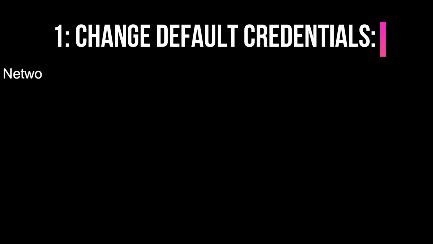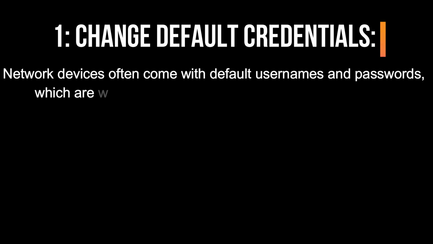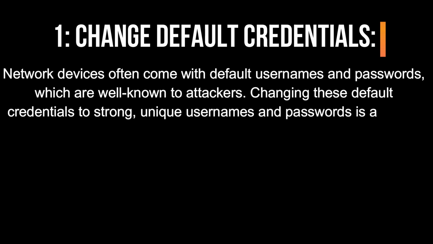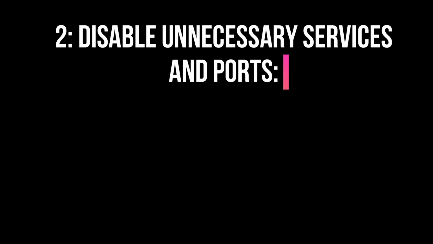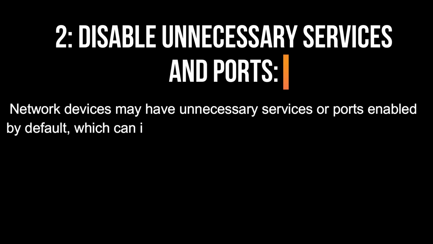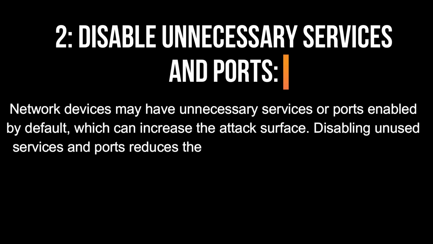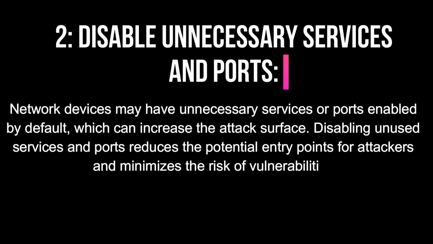1. Change default credentials. Network devices often come with default usernames and passwords, which are well known to attackers. Changing these default credentials to strong, unique usernames and passwords is a critical step in securing network devices. 2. Disable unnecessary services and ports. Network devices may have unnecessary services or ports enabled by default, which can increase the attack surface. Disabling unused services and ports reduces the potential entry points for attackers and minimizes the risk of vulnerabilities.